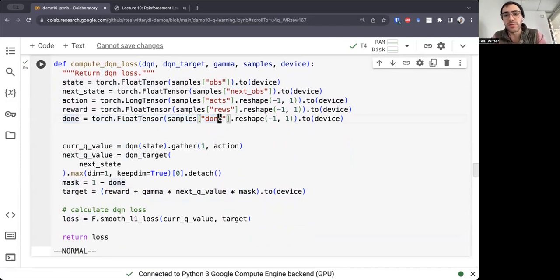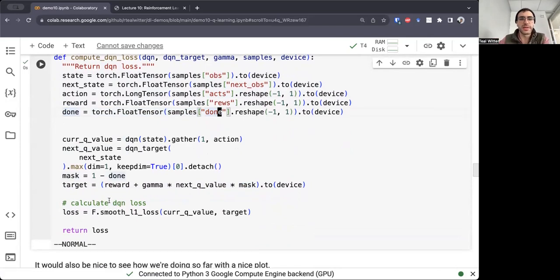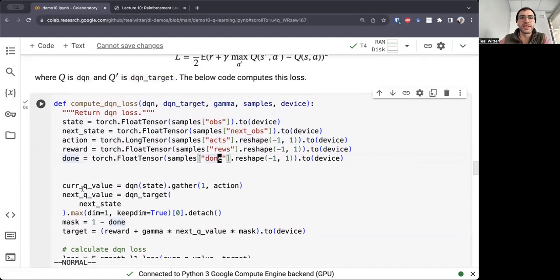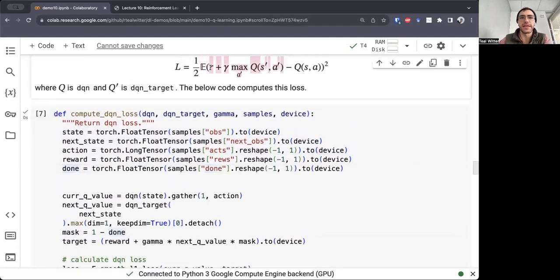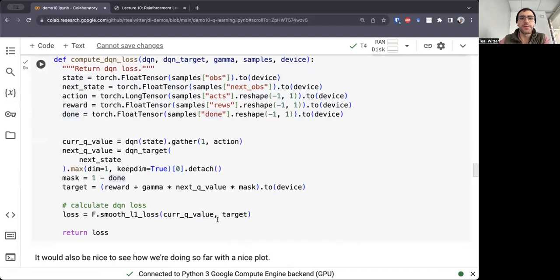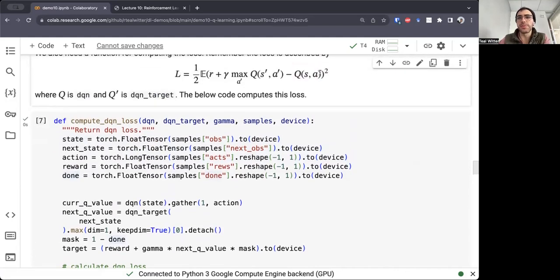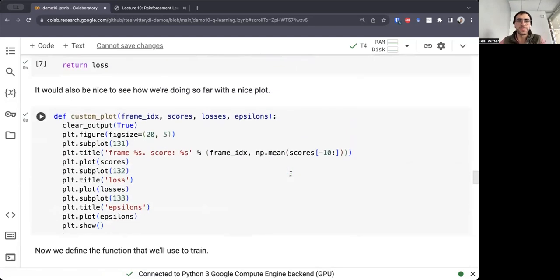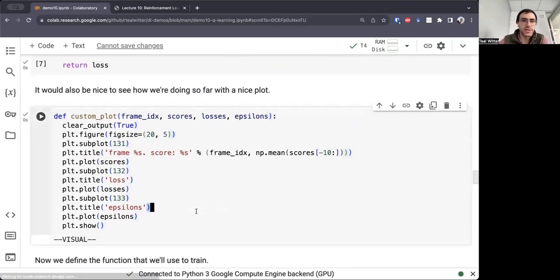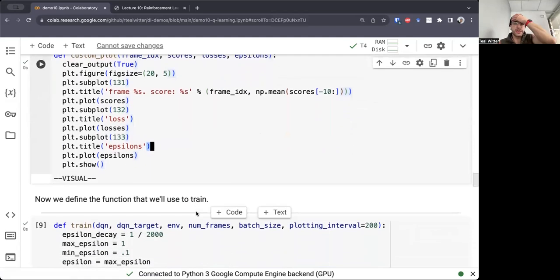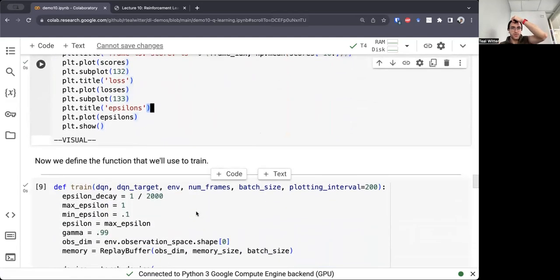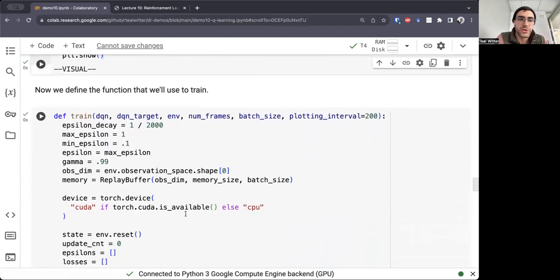So if a game is ended, we don't want to look at those. We will put this on the device, and then the loss function is the difference between this quantity and the actual Q value. And then when we go to optimize this, we'll only be optimizing the place here where the Q value appears. We're going to use this function for nicely printing out the losses and scores as we go along, and then we'll train.